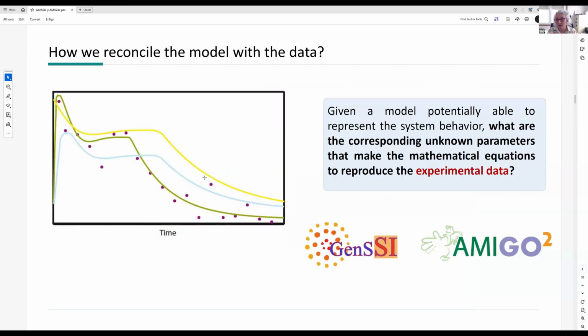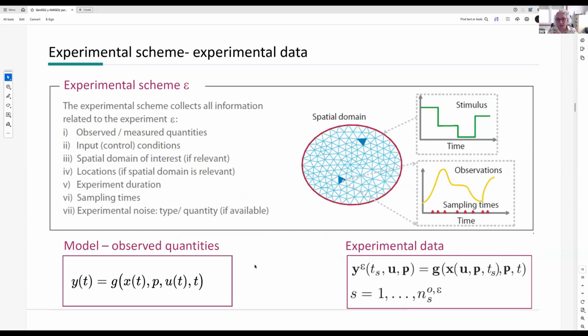So given a model which is potentially able to represent my system of interest and which is able to answer the question I would like to ask about my system, how can I find these unknown parameters to be able to reproduce the experimental data? And this is precisely the aim of GenSSI and AMIGO2. The idea is both tools together will help you to find those parameter values in principle. So as you see, we will need experimental data.